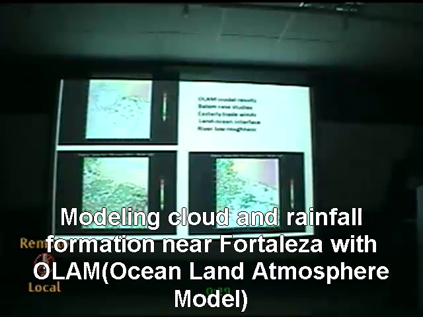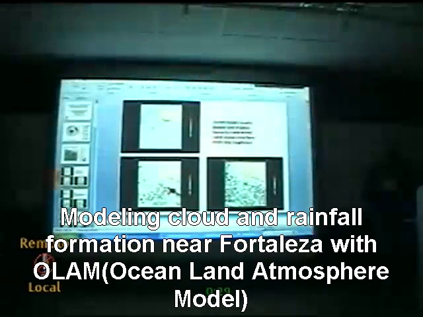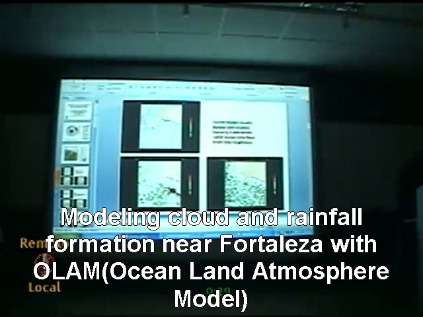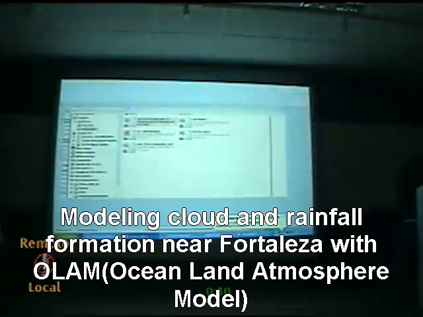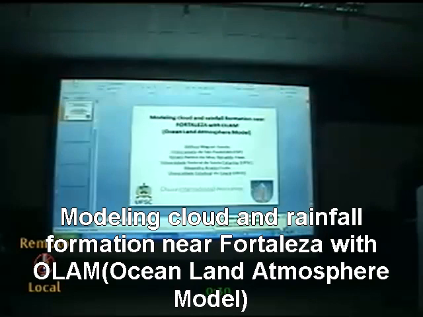Renato will present the next one, modeling cloud and rainfall formation near Fortaleza now. I forgot to say all the other authors.